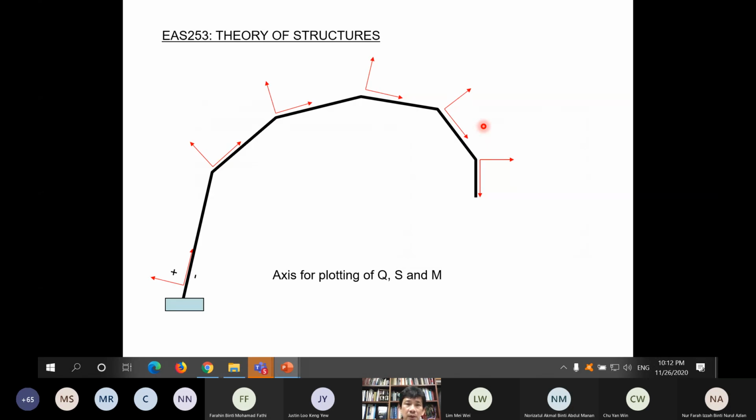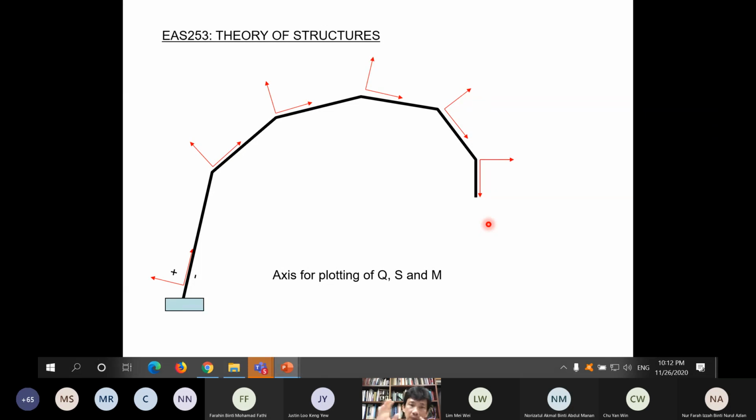If you want to plot the shear force and bending moment diagram, we put the X-axis starting from the left-hand end, then the corresponding Y, an XY pair like this. So for this member, anything positive, positive shear, positive bending moment, positive axial force, is drawn on this side. Negative is drawn on the other side. The same thing is applicable to all members. This is for the axes for plotting Q, S, and M.